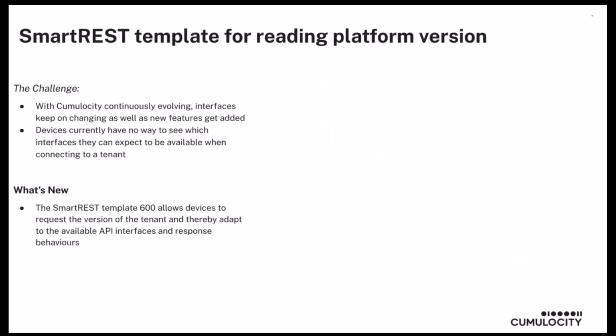Another smart REST template we introduced is the template 600, which allows devices to ping the platform to ask what version of the platform is available to which it is connected, to also see which API interface and response behaviors it can expect. In a sense that maybe with a newer version of Cumulocity, we introduced new device management capabilities. So, for example, ThinEdge can be aware of the API interface, and basically can adapt whether it connects to a newer platform or older platform version, what is available there.